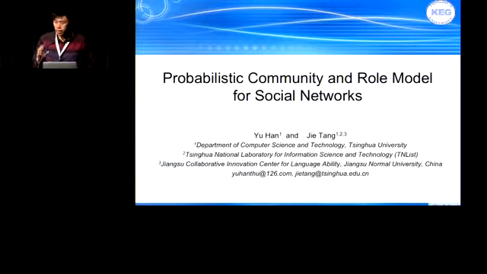So this paper is about a probabilistic community and role model for social networks. The authors of this paper are Yuhan and Jie Tang, but unfortunately, neither of the authors could come here with us today, so I will present this paper on behalf of them. I'm Yutao Zhang from Tsinghua University.